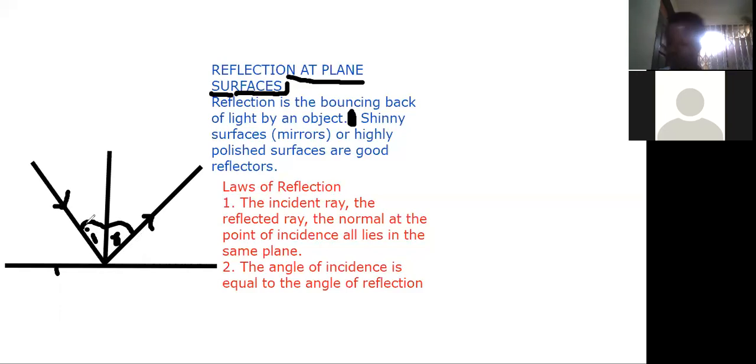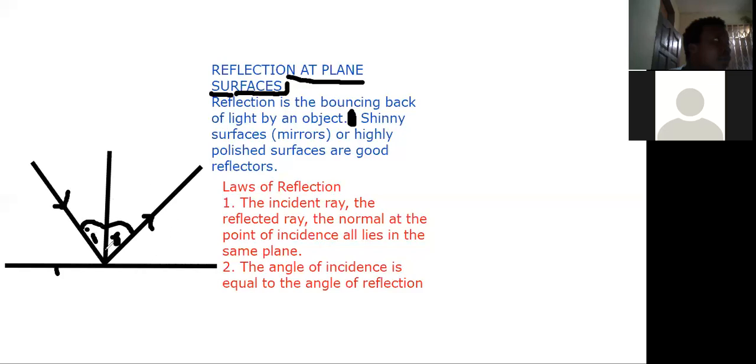Now, when it hits the surface, we have this imaginary line. We imagine that there's a line separating the incident ray and the reflected ray. So you assume that there's a line that separates both of them. That imaginary line is what we call the normal. The normal.